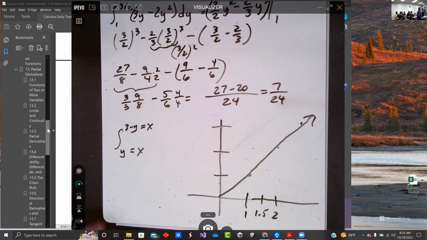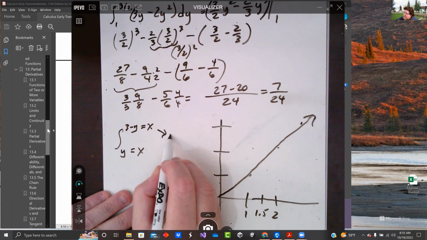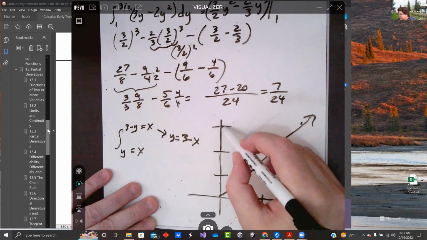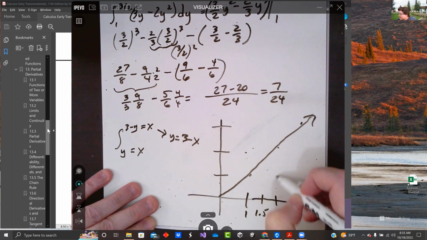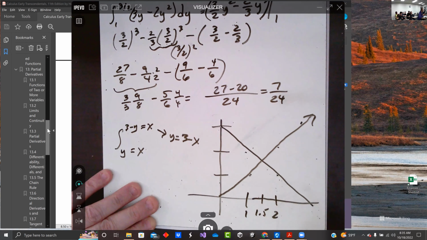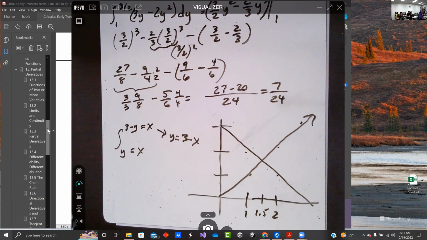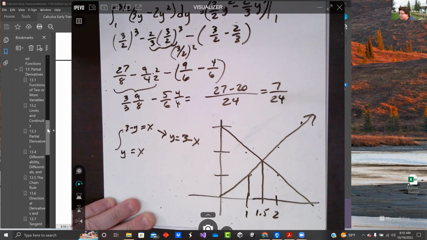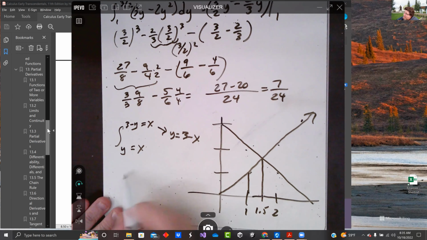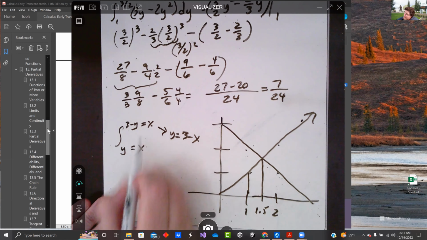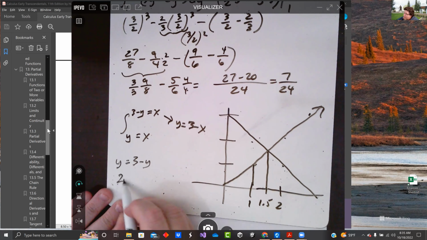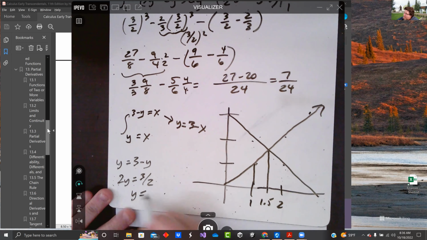And x equals 3 minus y is the same thing as y equals 3 minus x, that's what we're saying, which means we are going downhill. So we are doing this range. Do they cross at 1.5? It looks like it. We said the two x's are equal to each other. y equals 3 minus y. 2y equals 3 halves. Yes, they do cross at y equals 1.5.